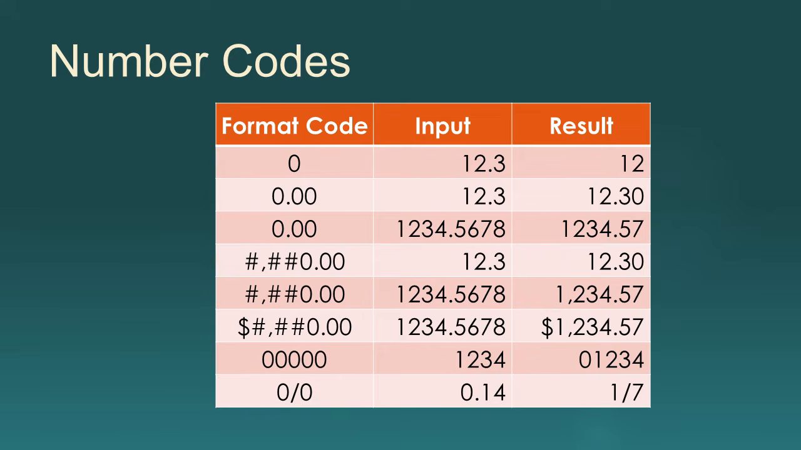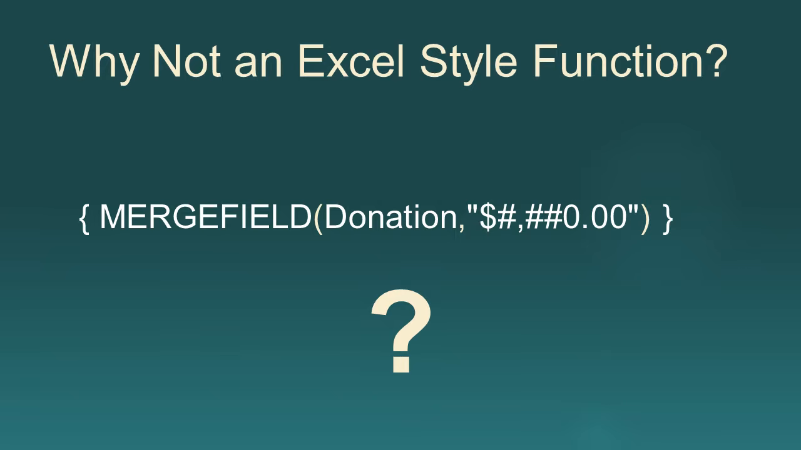If you are like me, you might be wondering something here. Word and Excel are both using the exact same formatting codes. So why didn't Microsoft use the same function format? Excel has this great format for functions, which we all know. Why didn't Microsoft use that for Word? For example, why not have the merge field function look something like this? Good question. You'll have to ask Microsoft.